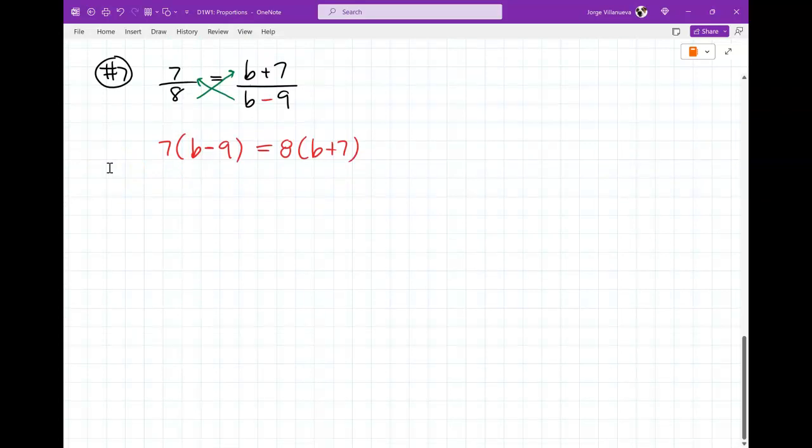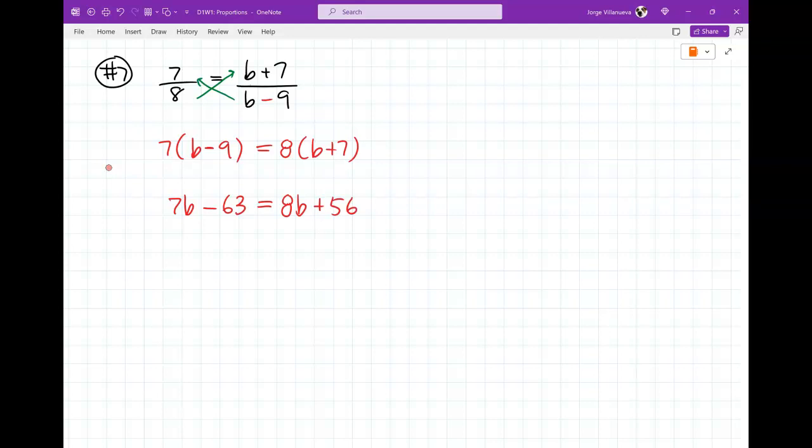Distribute, and then do what we just did in the other problem, right? Just kind of combine your like terms, start solving for it. So we'll distribute 7 times b, that's 7b, minus 7 times 9, that's 63. 8 times b, that's 8b, and 8 times 7, that's 56.